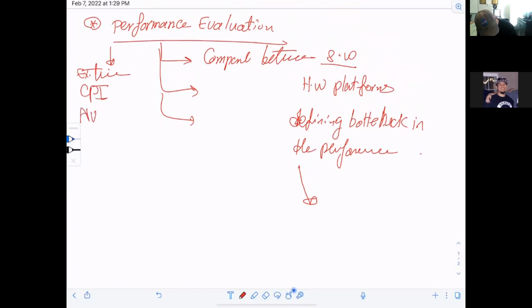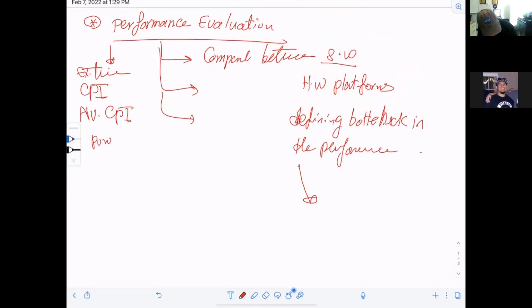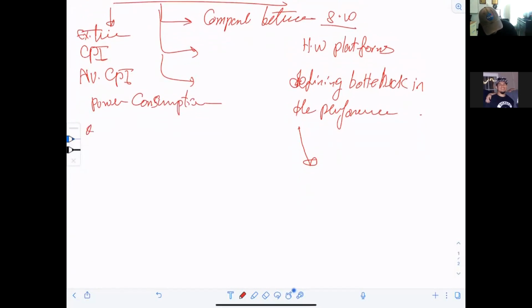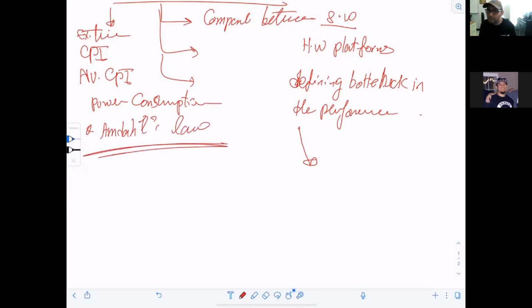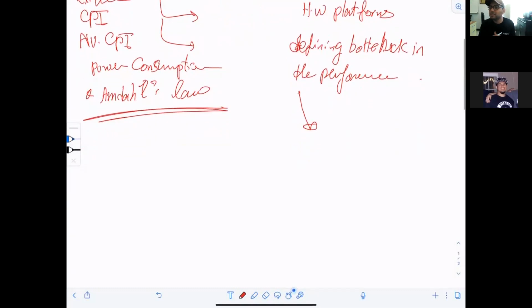And if you remember last time, we said the average CPI in case there are classes of instructions, right? And then also we are looking into the power consumption. And then later on, it might be today or next time, we're talking about Amdahl's law, which defines exactly which pieces are causing the limitations and constraints in the performance. Why am I saying this? Because the project will come out of this.